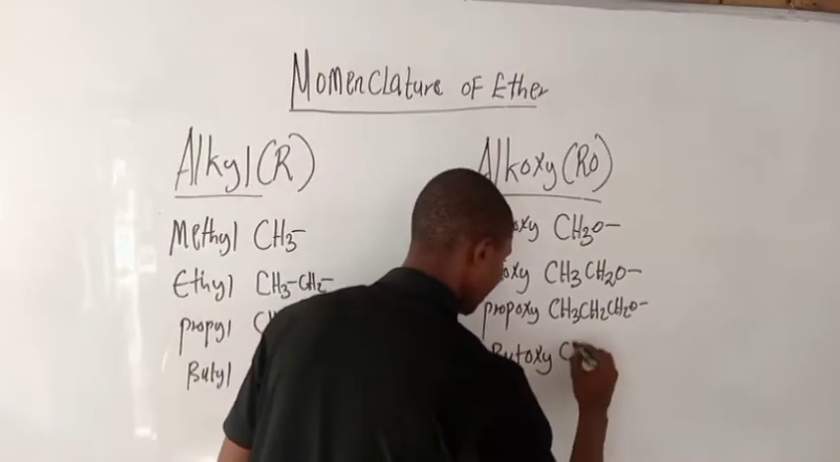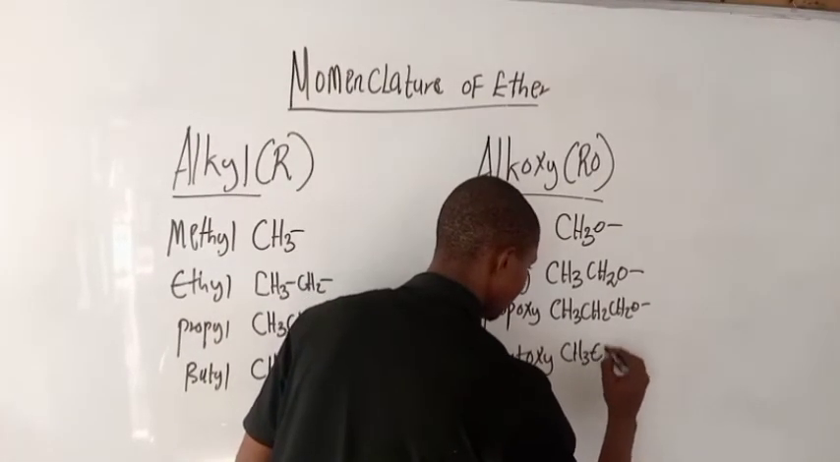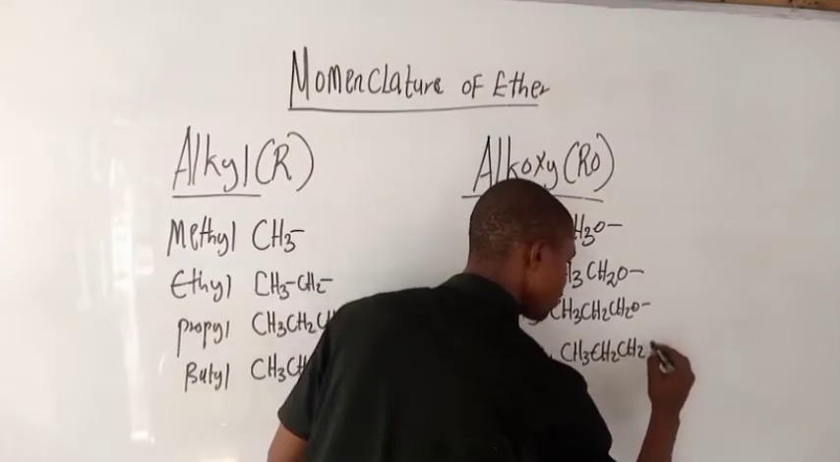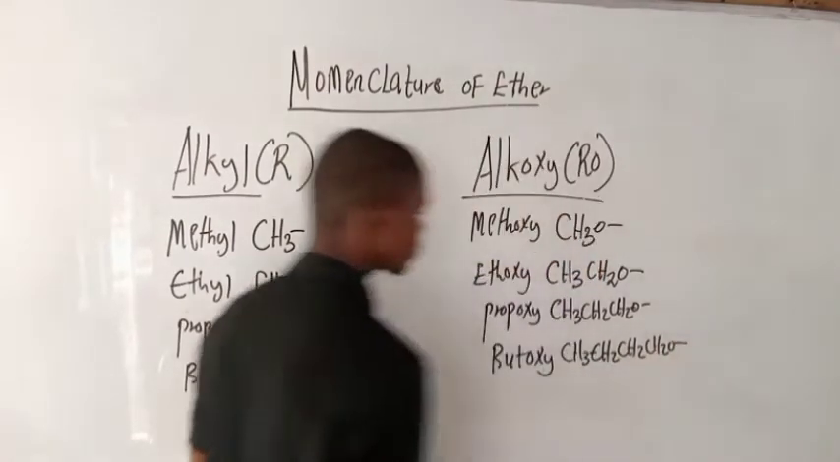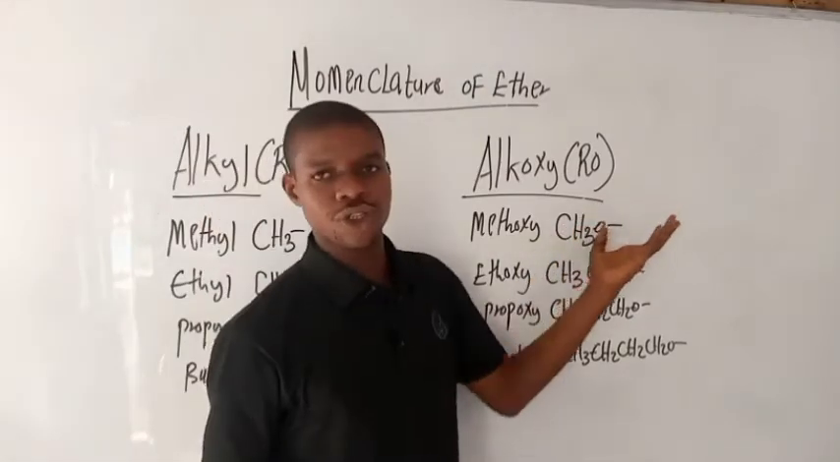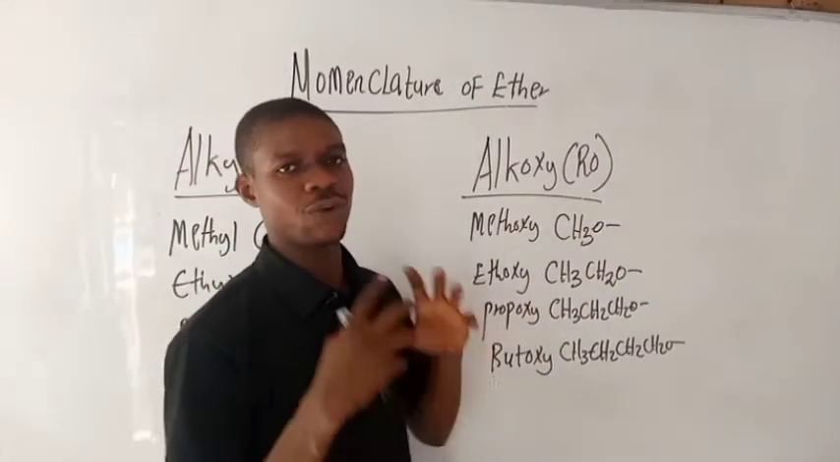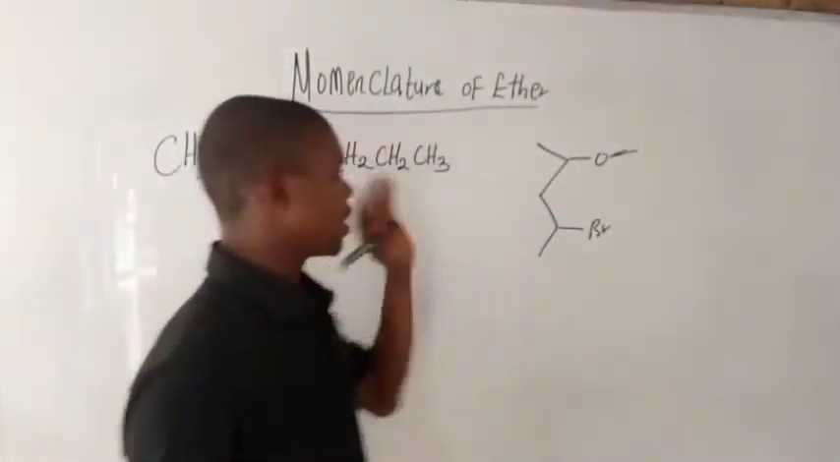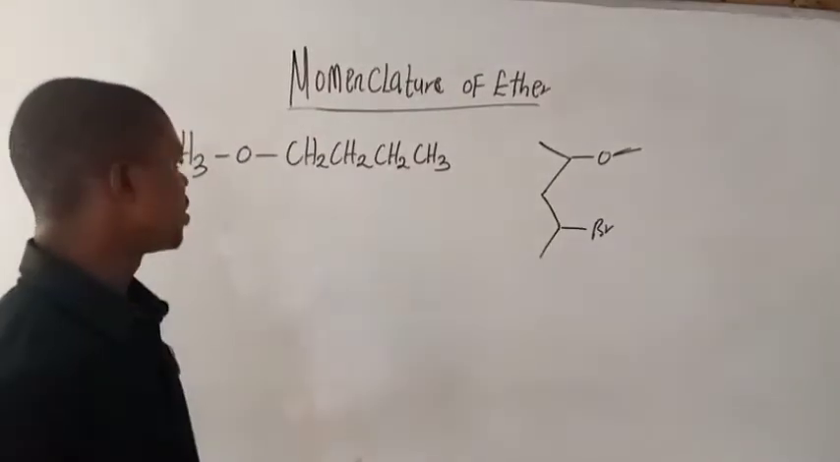So here we have CH3, CH2, CH2, CH2. So these are now the substances you can use in nomenclature. Now let's name this one here. This is the IUPAC nomenclature.